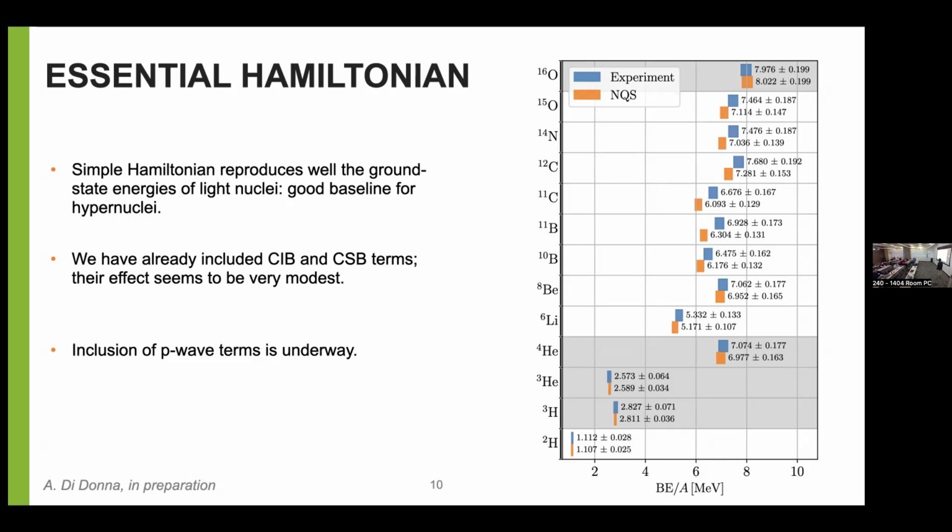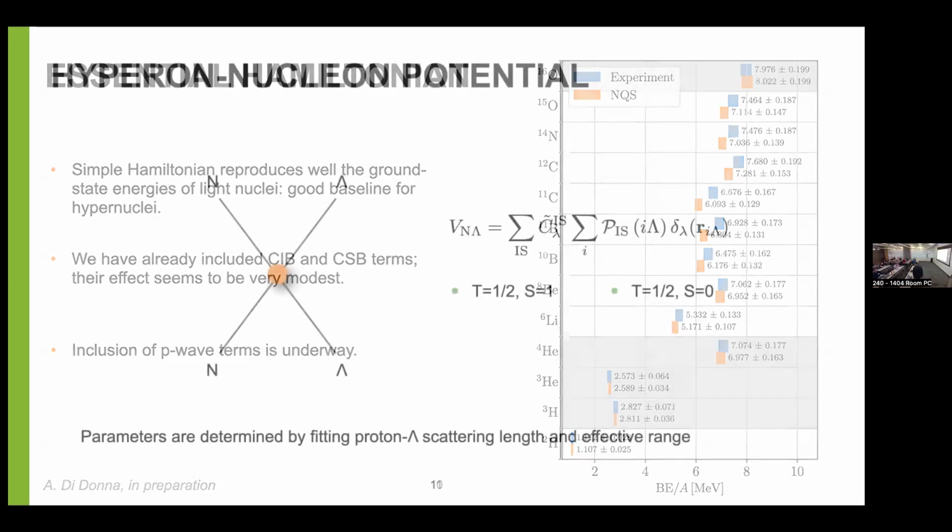What we're going to do next is to include P waves. And we think it will change carbon 12, for example, as is observed. But we want to do that one step at a time. Try to find the minimal interaction that reproduces light nuclei well across the nuclear chart. Because mean field theorists do a great job, so I think there is some physics in there.